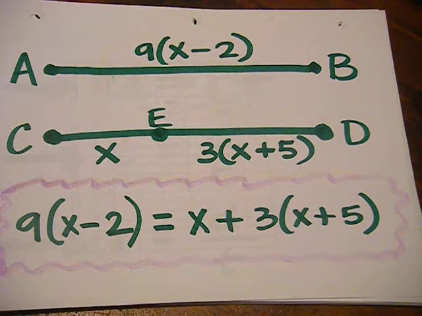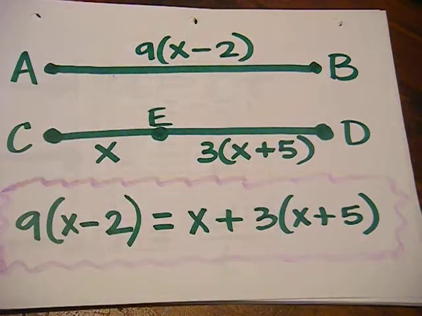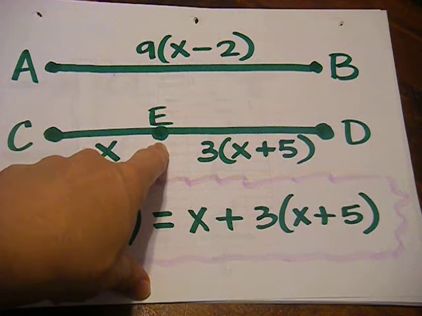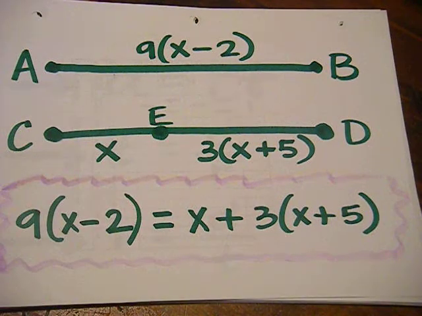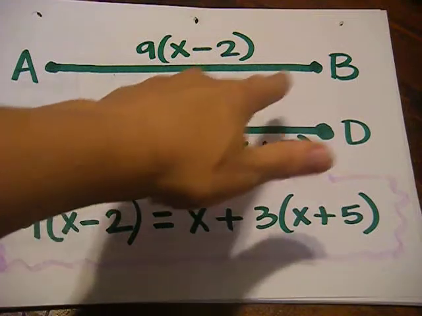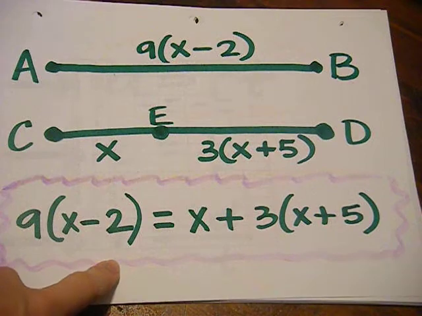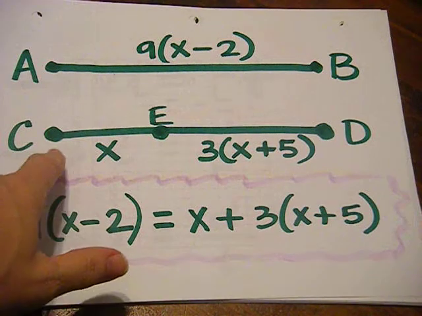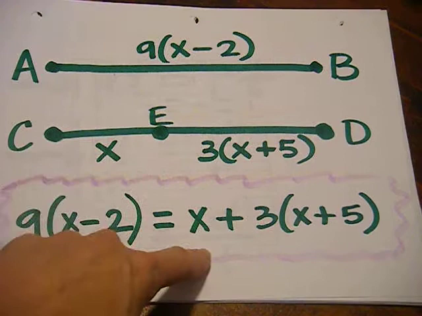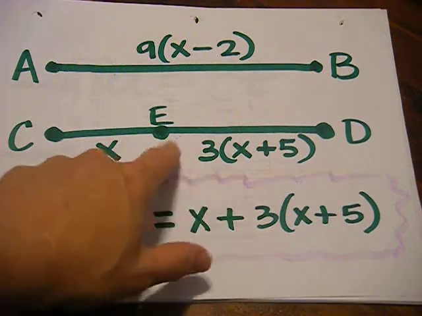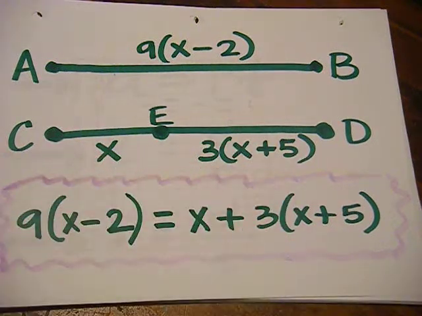This was Lesson 6. Toward the end of the lesson, you were given these line segments in which you were told that line segment AB is the same length as line segment CD. And you had a point E, not necessarily in the middle. And so you had to set up an equation using what you knew about AB, which was simply 9 times x minus 2. And then you had to do the combination of CE, or x, plus ED, or 3 times the quantity of x plus 5. And you set up your equation like this.